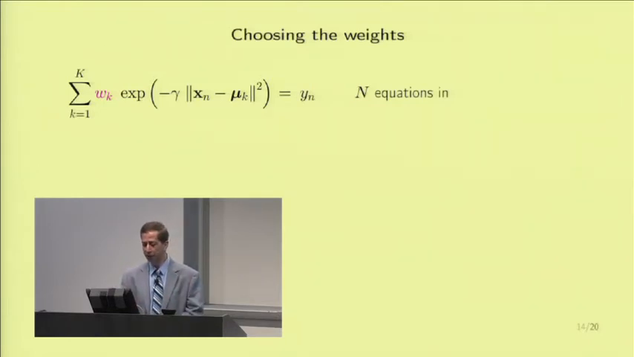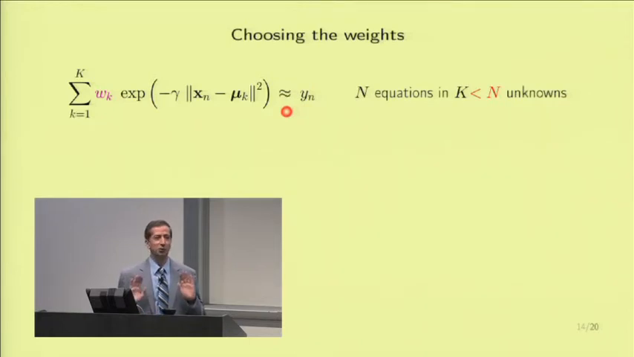How many unknowns? The unknowns are the w's, okay? And I have capital K of them. And oops, K is less than N. I have more equations than unknowns, okay? So something has to give, and this fellow is the one that has to give. That's all I can hope for, okay? So I'm going to get it close in a mean squared sense, as we have done before, okay?